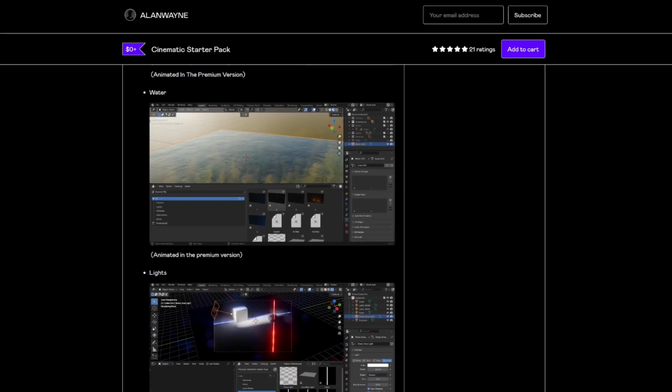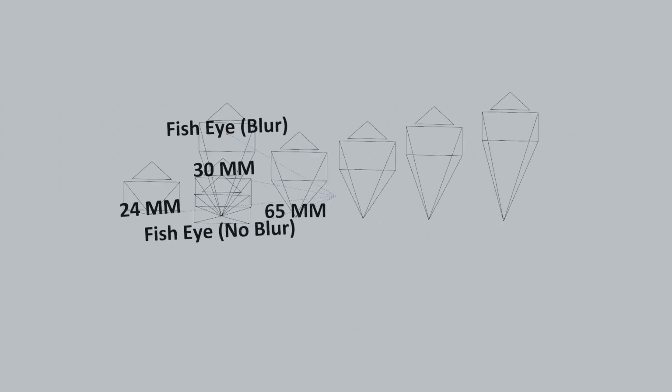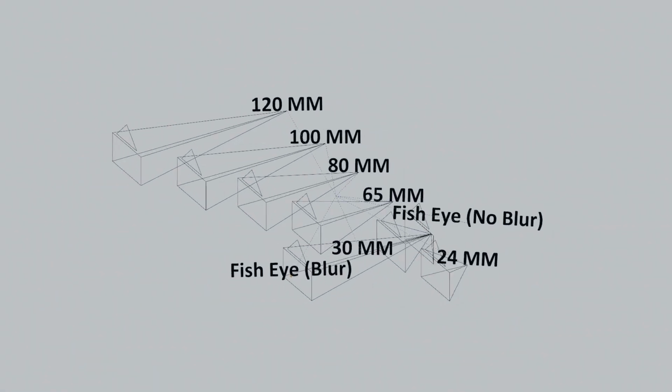But first, let's dive into what's inside. First of all, the pack includes 10 camera presets for different needs. Whether you need wide shots for architectural visualizations or close-ups for product renders, these presets have you covered.